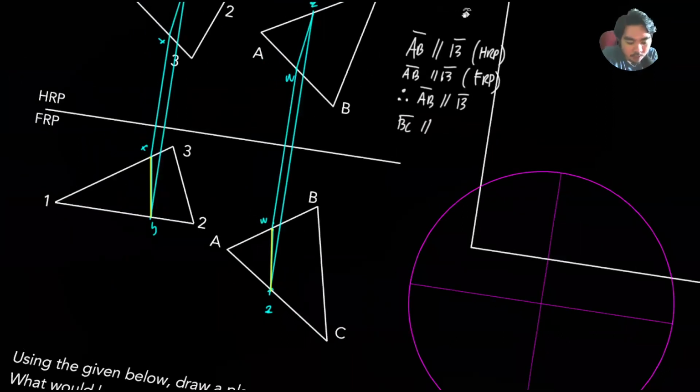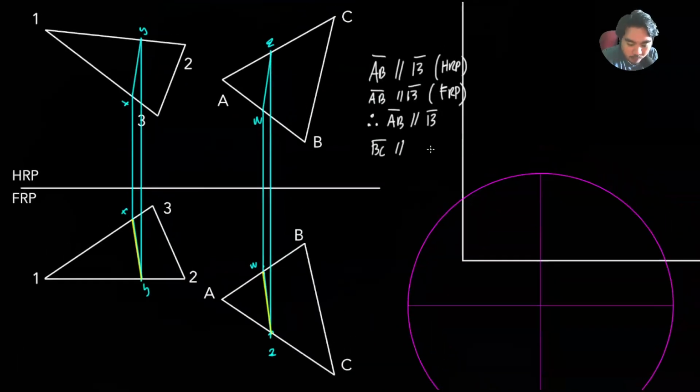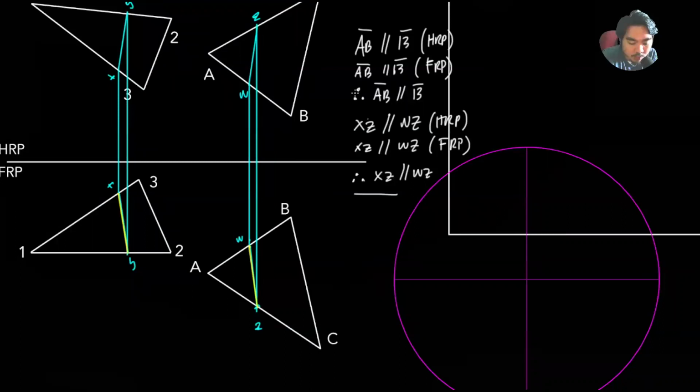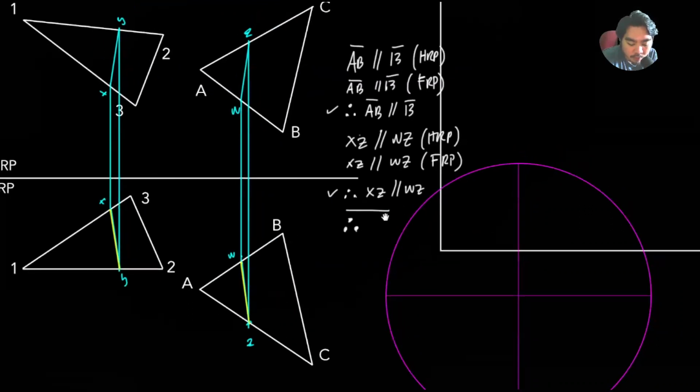Okay? So, ang proof dito is, BC, sorry. Ang proof dito is itong XZ is parallel to WZ in HRP and XZ is parallel to WZ in FRP. So therefore, XZ is parallel to WZ. And lastly, because of these two, ito and ito, we can also say na therefore, 1, 2, 3 is parallel to ABC.